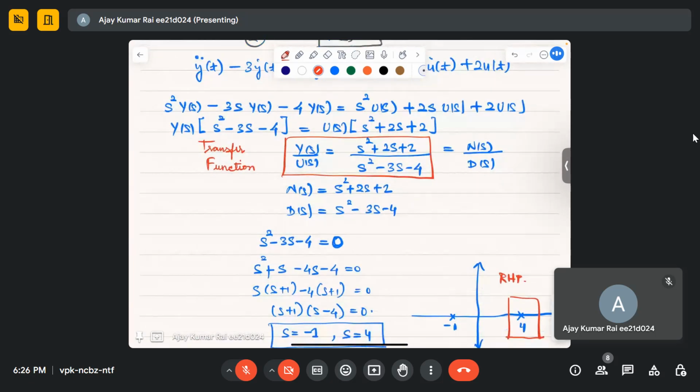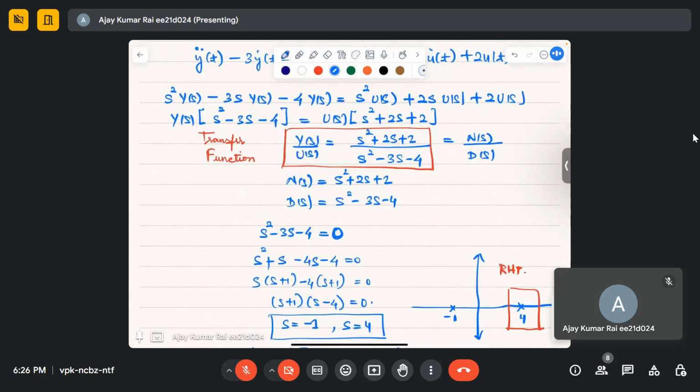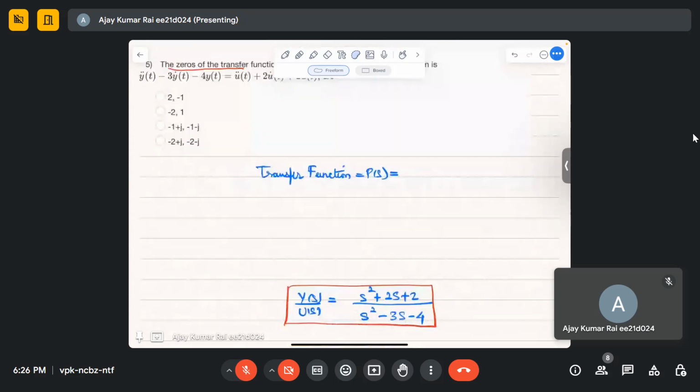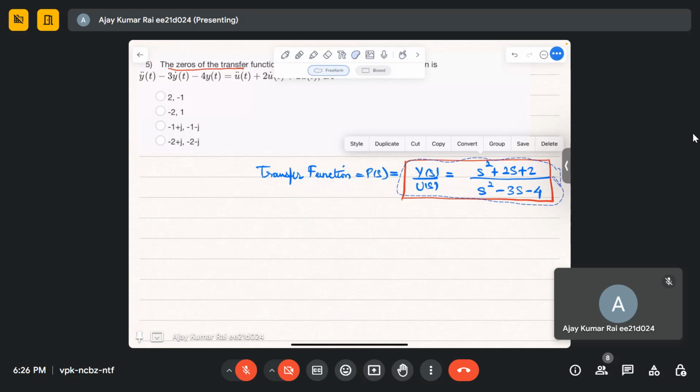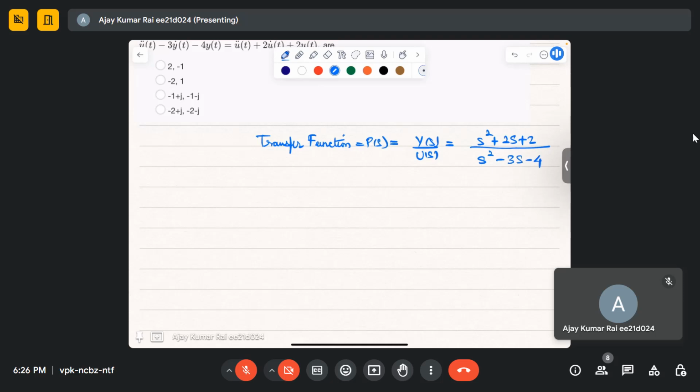Let me again write the transfer function, P(s) equal to. Copy this. So this was the original transfer function that we derived. To find the zeros, we put the numerator equal to 0: s squared plus 2s plus 2 equal to 0. Then we find the roots, and those roots will be the zeros of this transfer function.